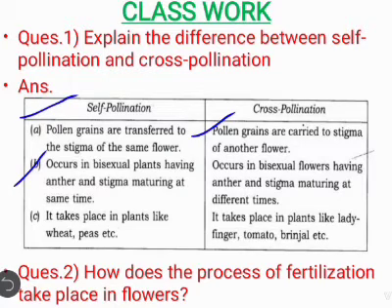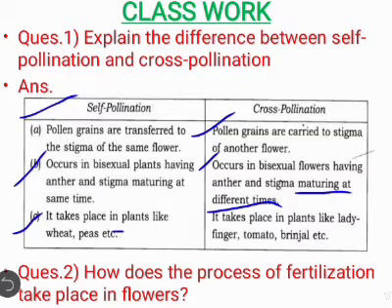Now come to the second difference. Self-pollination occurs in bisexual flowers. Bisexual flowers are those which have both the male and female reproductive organs. It occurs in bisexual plants having anther and stigma maturing at the same time. But cross-pollination occurs in bisexual flowers having anther and stigma maturing at different times.